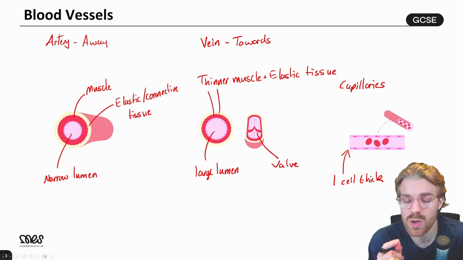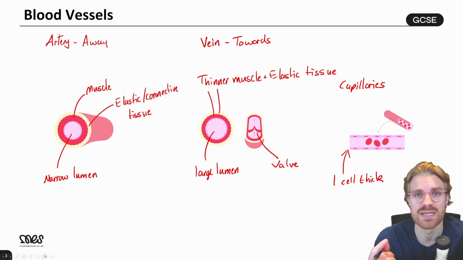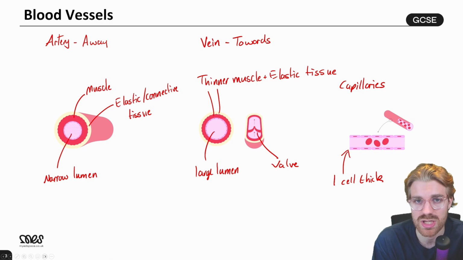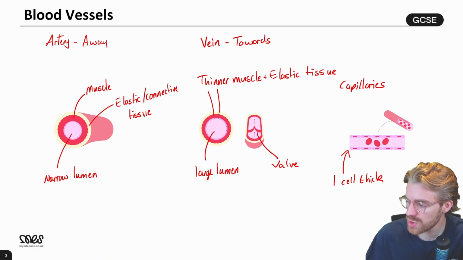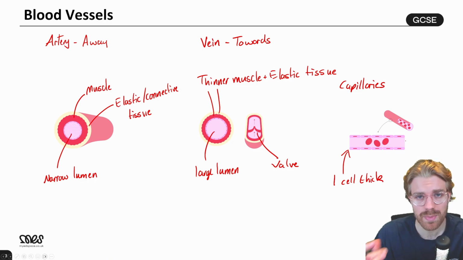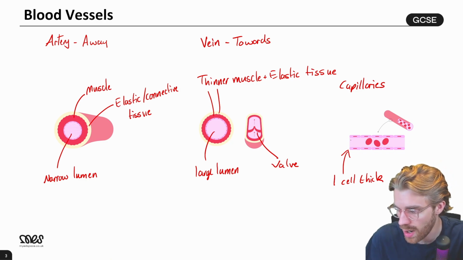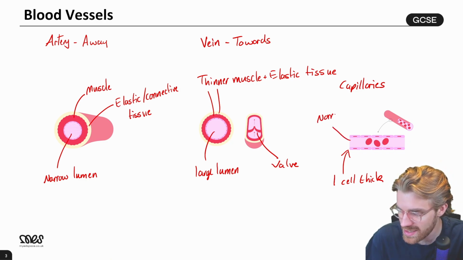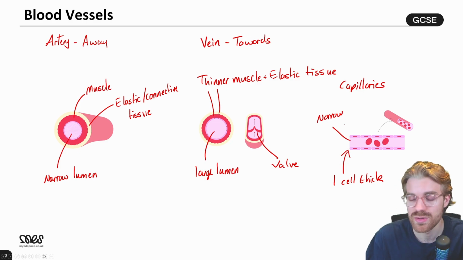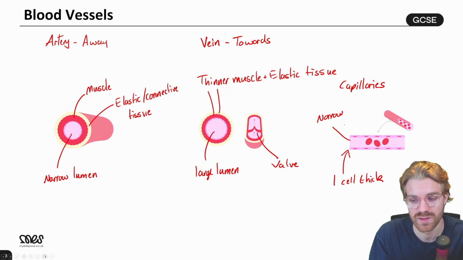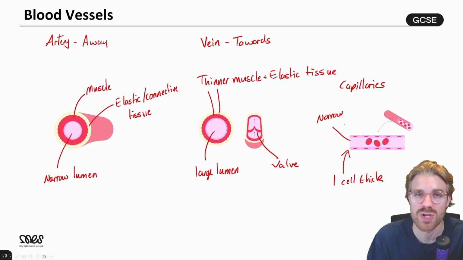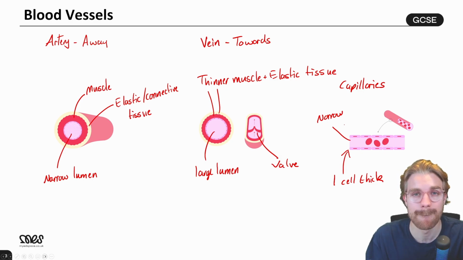The walls being 1 cell thick means that the diffusion distance is going to be reduced, therefore increasing the rate of diffusion. We can also see that the capillaries are much narrower. And by being narrower, this is going to reduce the distance from the red blood cells to the walls of the capillary. These blood vessels are not to scale. The capillaries are many times smaller than the arteries and the veins.